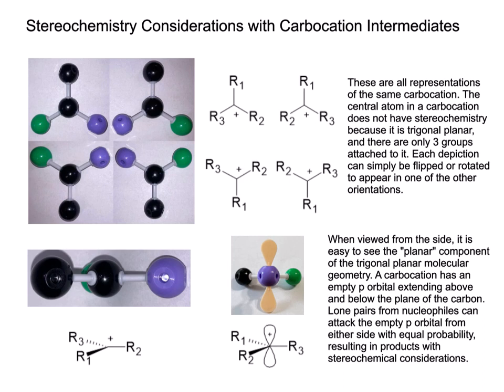Not only that, but a carbocation on that central carbon has an empty p orbital that extends above and below the plane of that carbon. Lone pairs from nucleophiles can attack that empty p orbital from either side, either that top side or that bottom side, with equal probability, which is why we have to pay attention to stereochemistry when dealing with carbocations, at least when there's 3 different groups attached to that carbocation. So hopefully in that depiction on the bottom right, it's easy to see, okay, I can attack from above or below because I do have that empty p orbital.